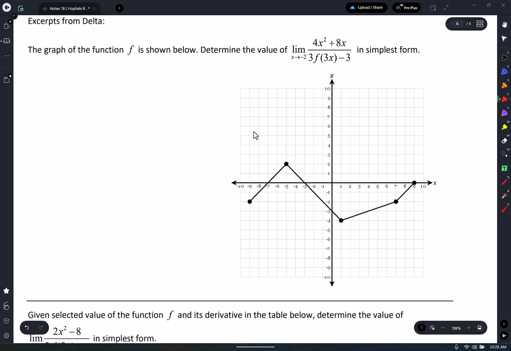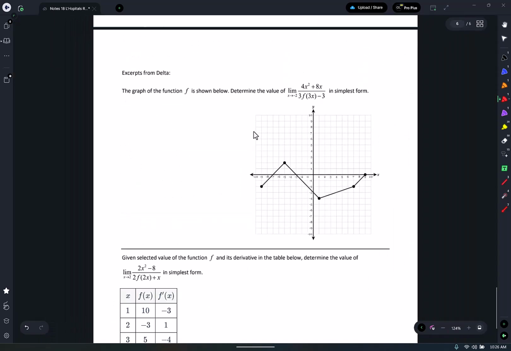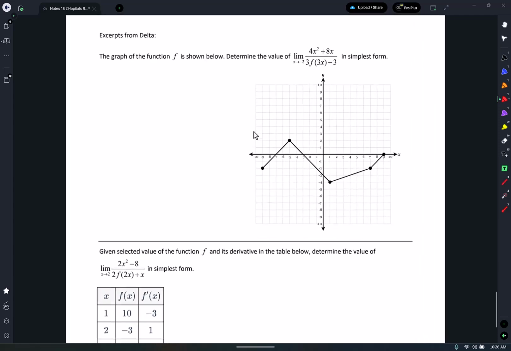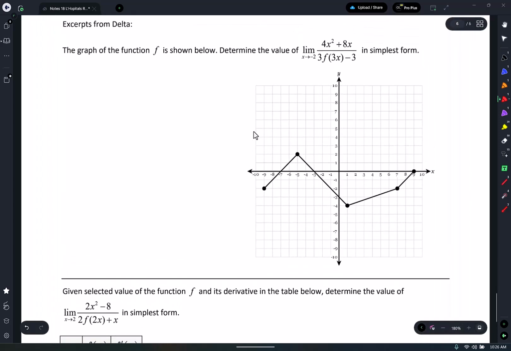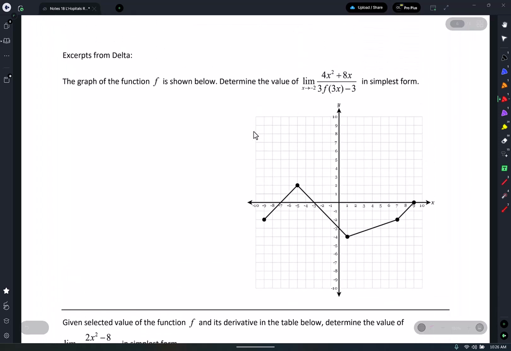All right, guys. Now it's just practice time. We took some from Delta, so here are two from Delta, and then we'll set you guys loose. Don't worry, it's a short Delta. I think it's about 16 minutes or something like that.